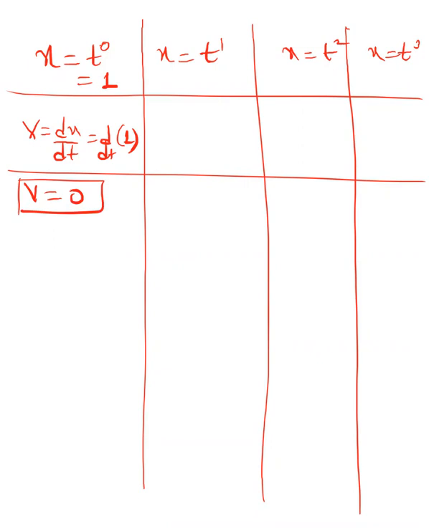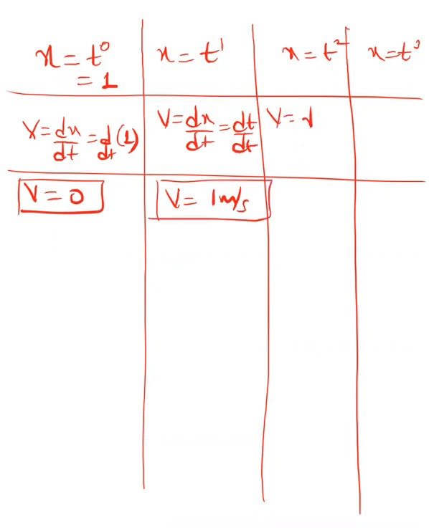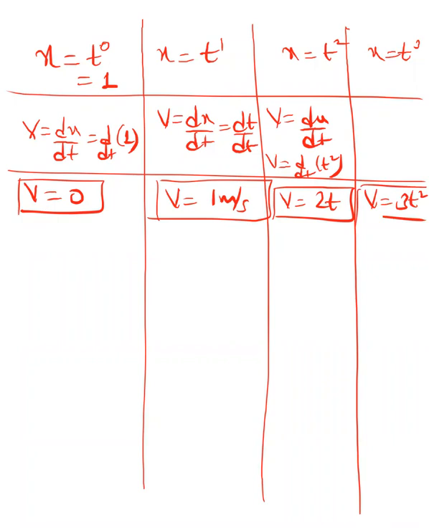Velocity is 0 here. And here velocity is equal to dx by dt, which is dt by dt, that is 1. So here velocity is 1 meter per second. And here velocity equals d by dt of t square, and just now we have solved it, it came out to be 2t. And in this case, it came out to be 3t square. Just now we have solved, right?